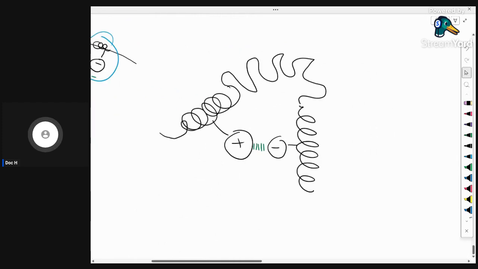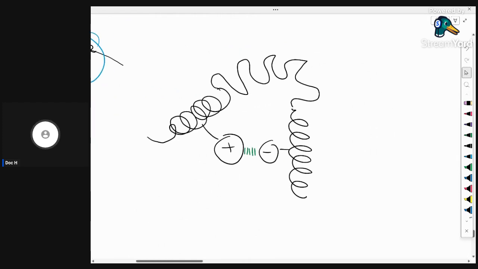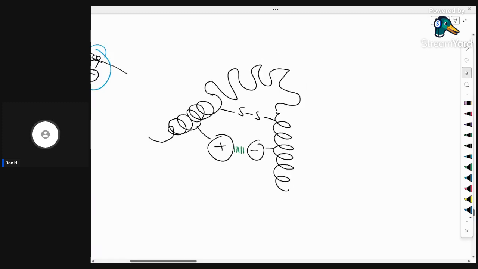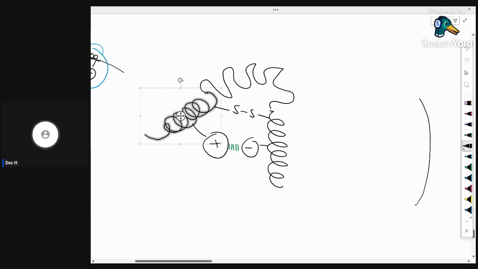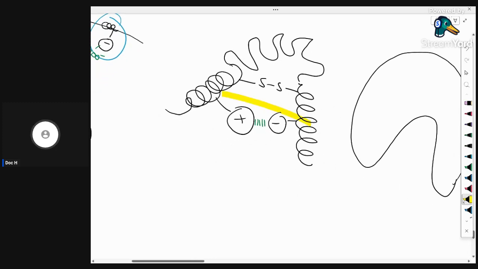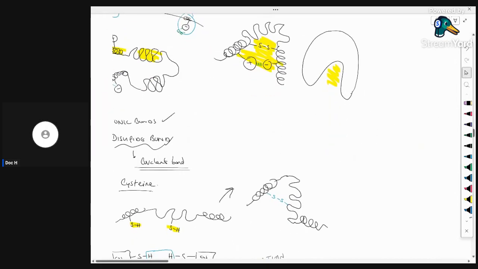And of course, you can see here, we've got an ionic bond. Let's imagine we've got a disulfide bond maybe somewhere else that's helping with this. And hopefully what you can appreciate is this is starting to look a bit like an enzyme, right? This could be the active site in yellow here. The active site, look. Okay, so hopefully that makes sense.